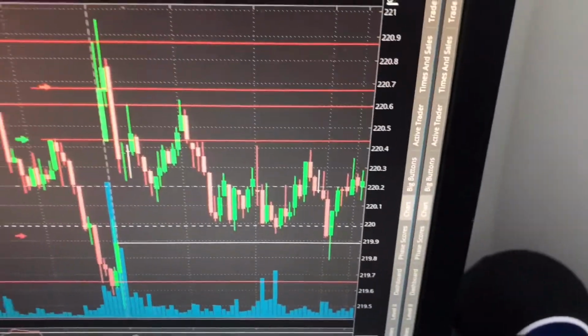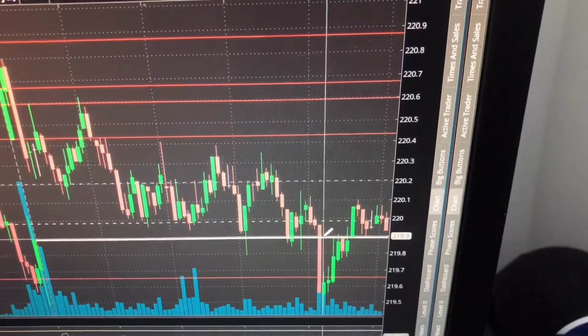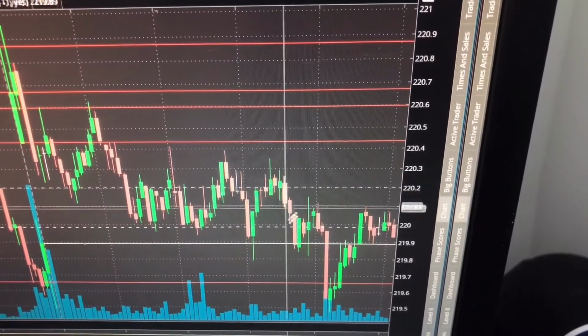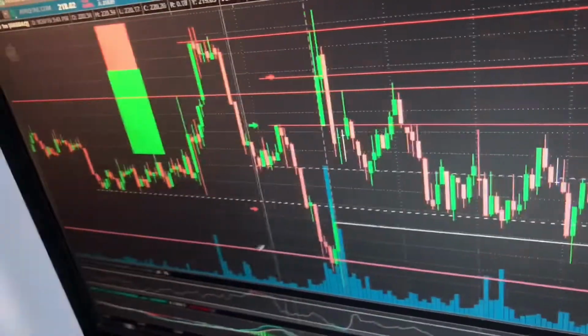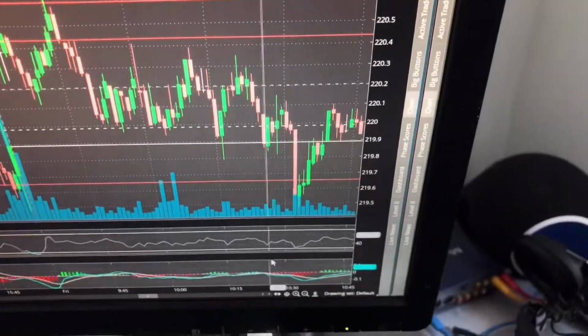So let's just see how this thing ended. Nice. It broke the previous day close. Nice. That's good to see. Came back down to the previous day close, broke it, and tested this support over here. Nice. Then bounced back up. Nice. That's good to see.